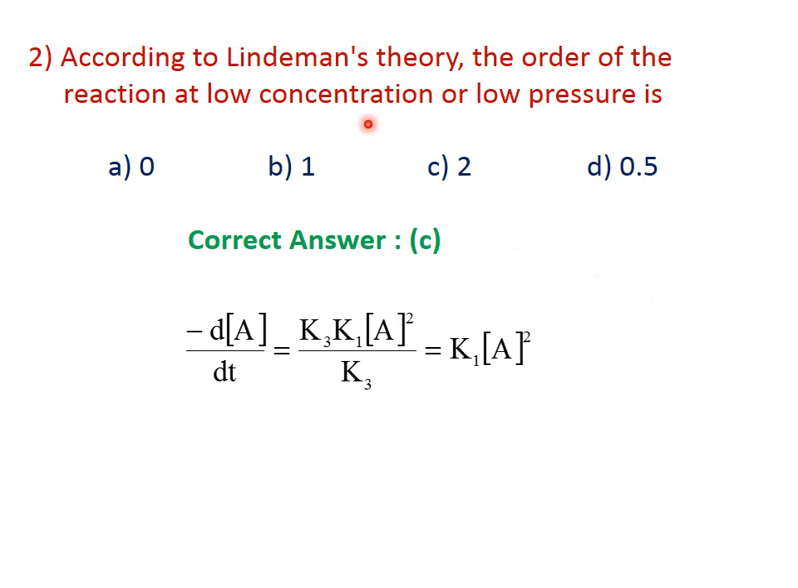Question number 2. According to Lindemann theory, what is the order of the reaction at lower concentration, at lower pressure? If that is the rate equation, minus dA by dt will be equal to k3 k1 A square by k3 at low pressure. The k3 and k3 cancel out. The rate will be equal to k1 into concentration of A square. The rate of the reaction is directly proportional to concentration of A square. The order is 2. The correct answer for the question is C.